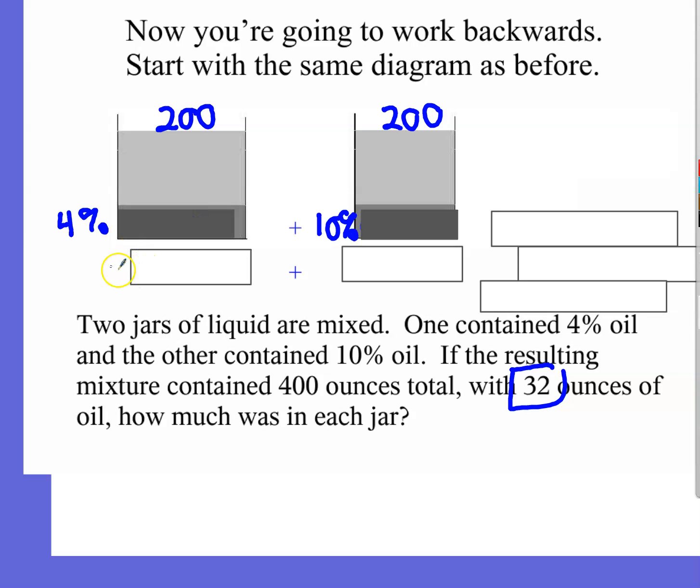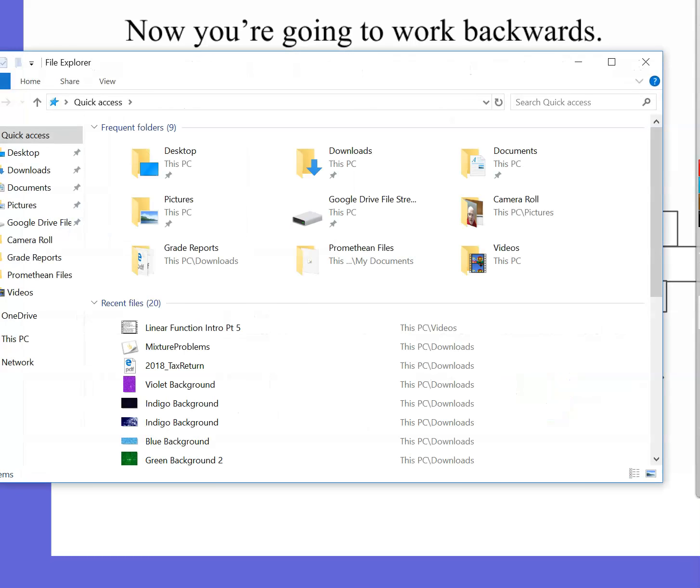Let's figure out what 4% of 200 is. So 0.04 times 200. That's going to be 8. And let's figure out what 10% of 200 is. That's going to be 20. And what's the total? Well, that's going to be 28. So is that the right amount? No, I wanted 32, not 28.